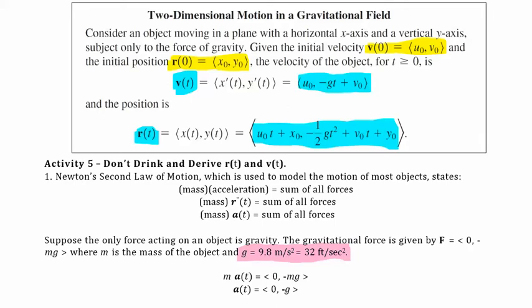So in Activity 5, we're going to explore where these formulas come from, all right, which I've titled Don't Drink and Derive, r of t and v of t. Have to make that joke at least once a quarter.